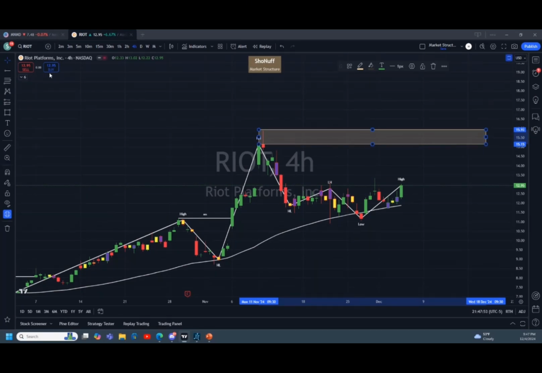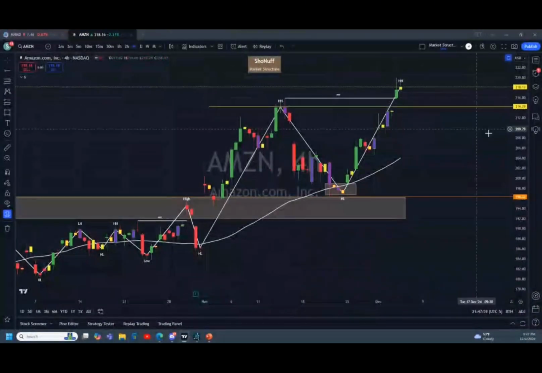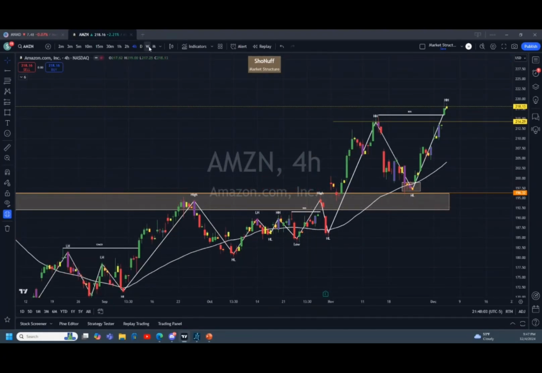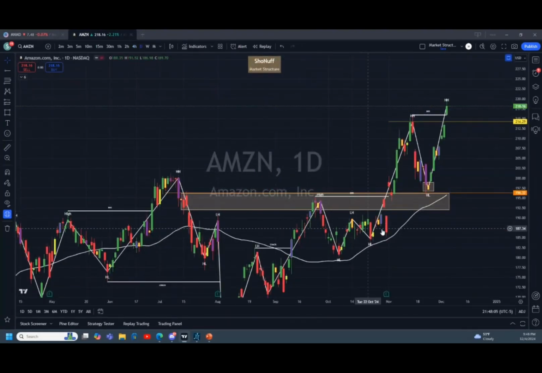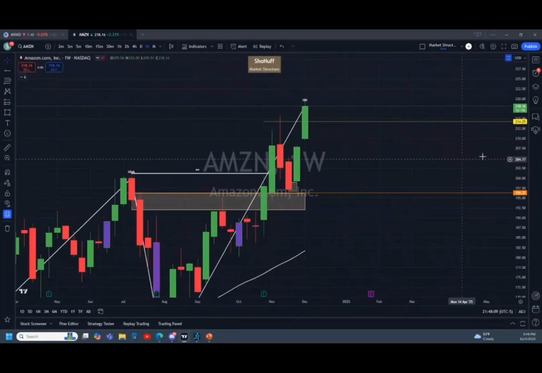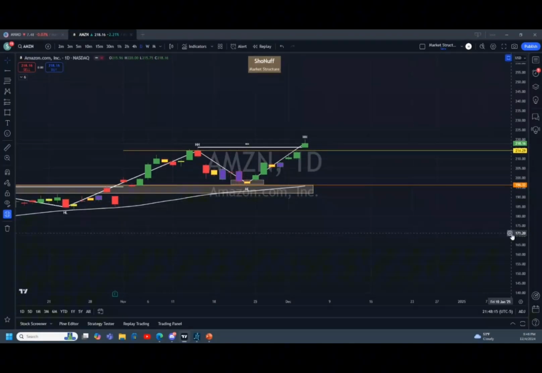No? Let's see here. It was something else. Amazon. Same setup on Amazon. Look at this. Come on now. I think this is the daily. This was the daily. Probably going weekly. Oh yeah, going to weekly too. What did it do? Broke above it. Came back down to retest it.